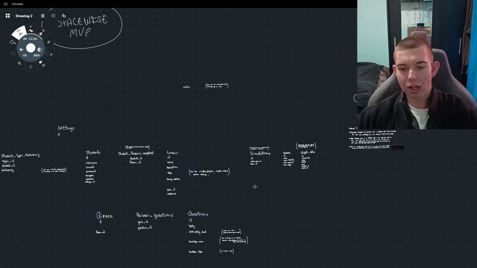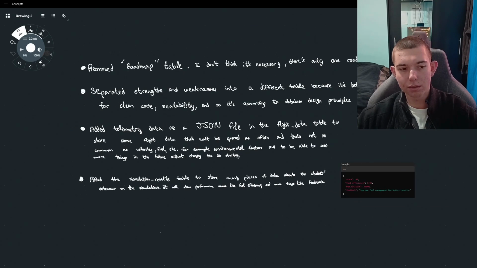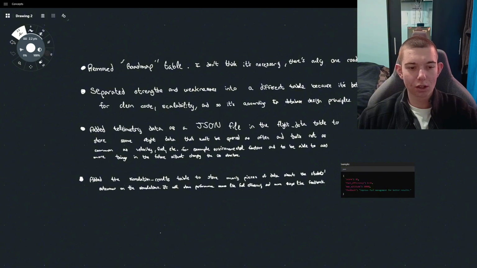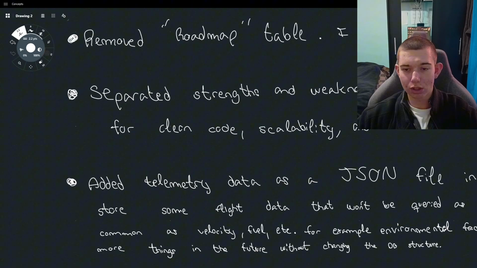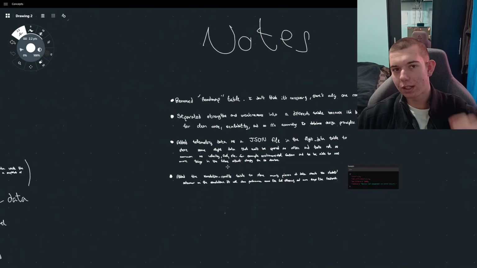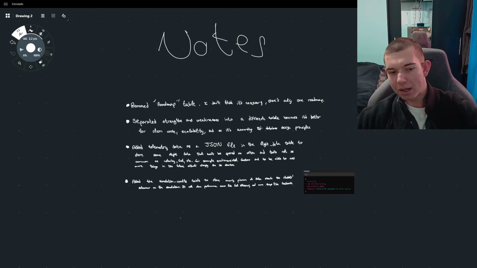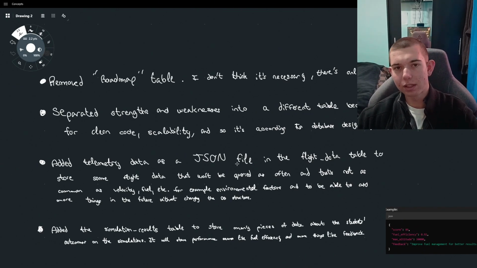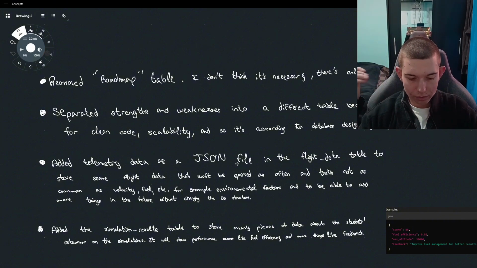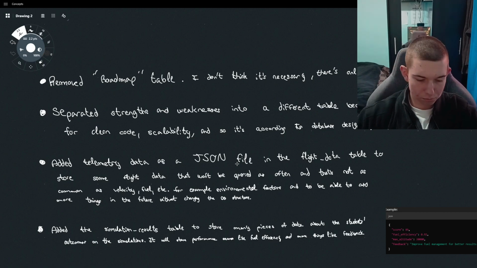Not every single decision that I made, but the most important ones, I believe, were added here, and I explained basically what I added, why I did it, or what I removed. For example, I separated the strengths and weaknesses, because the strengths were joined with the table of students, but I separated them for many good reasons, as we said here: for clean code, for better scalability, and so it doesn't violate the principles of creating a good database.